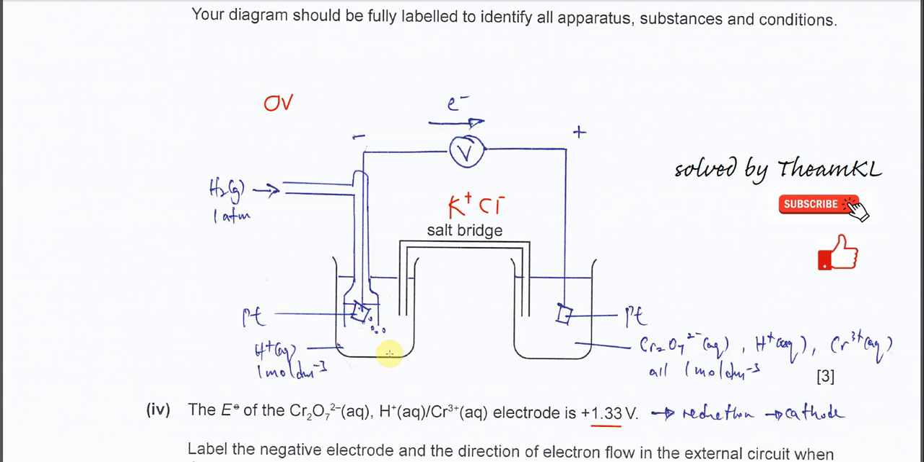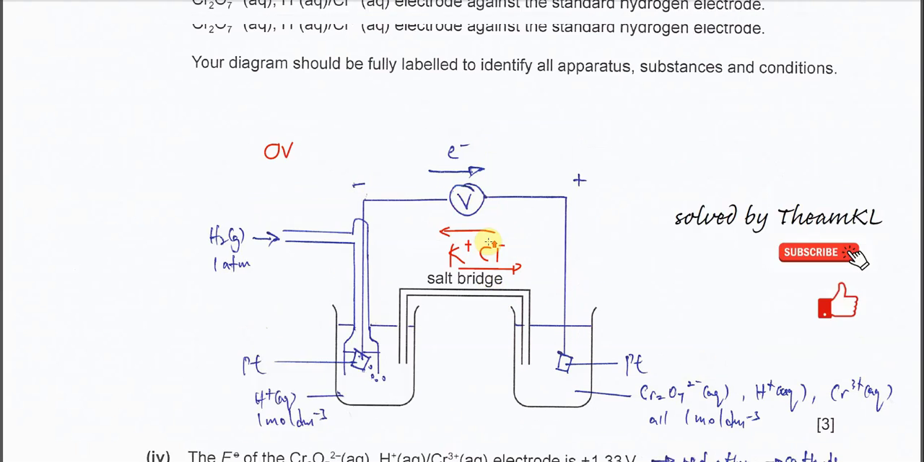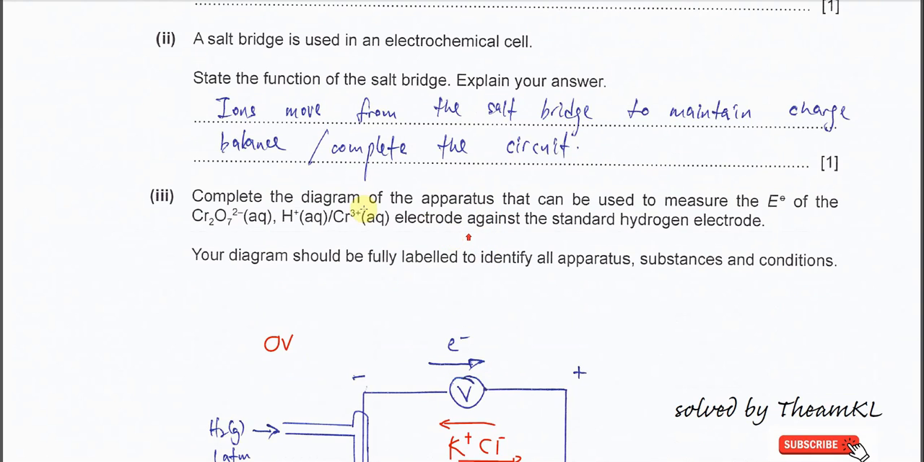So this one will have a more positive charge generated. To balance the positive charge here, the chloride needs to move to this half cell to balance the charge. At the same time, the potassium ion needs to move to the other half cell to balance the extra negative charge. Okay, so this is the function of the salt bridge. Because these ions can move from the salt bridge, eventually it can maintain the charge of the cell.